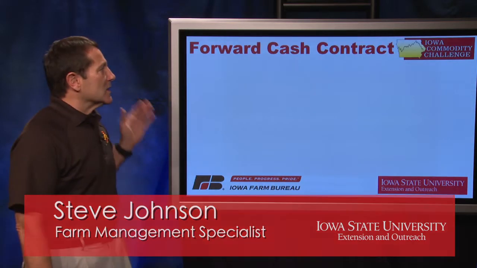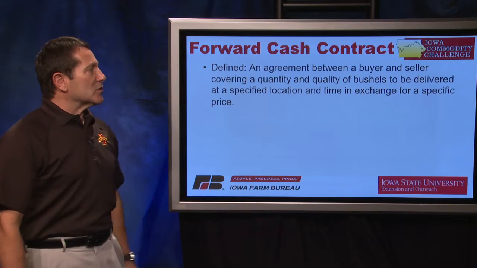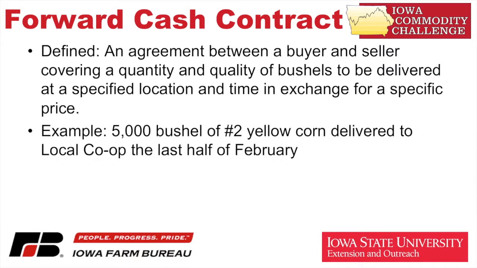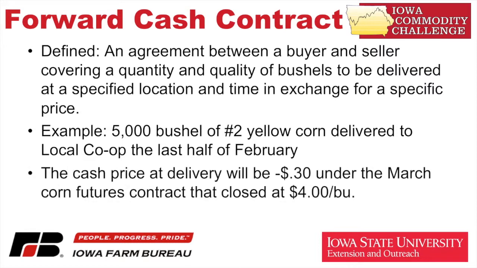Forward contracts are defined as an agreement between a buyer and a seller covering a quantity and quality of bushels to be delivered at a specified location and time in exchange for a specific price. Forward contracts are very commonly used by corn and soybean farmers. In our example today, let's use 5,000 bushels of number 2 yellow corn that will be delivered to a local co-op in the last half of February.